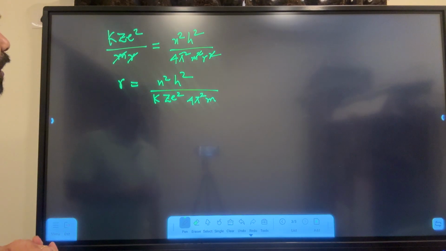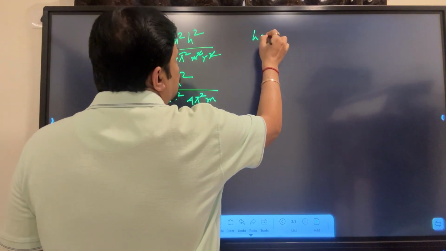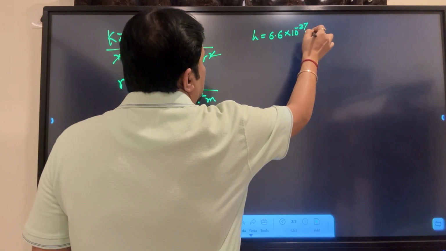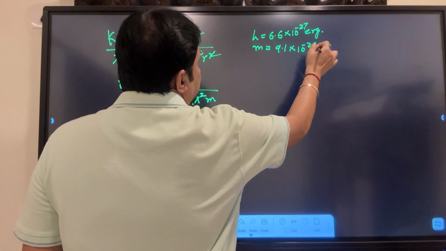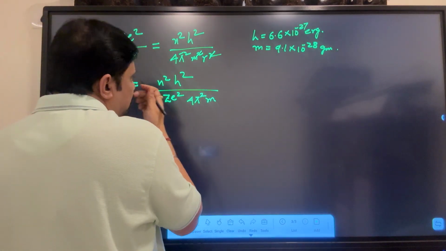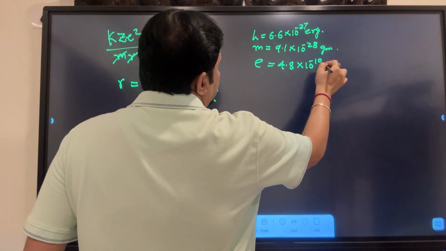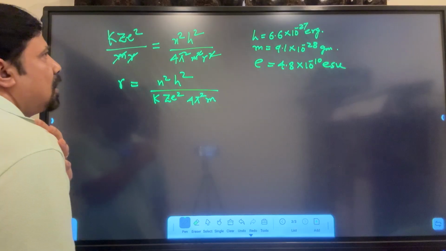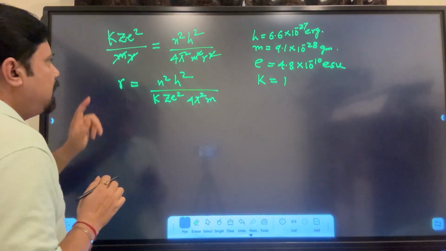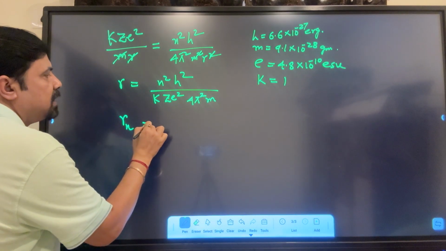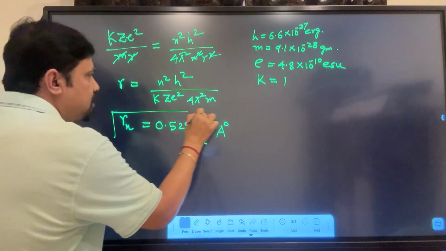Now if you put all the values in CGS units, h equals 6.6 into 10 power minus 27 erg-second, the mass of the electron equals 9.1 into 10 power minus 28 gram, and the charge of the electron or proton e is 4.8 into 10 power minus 10 ESU, electrostatic unit, in CGS units. And the value of k in CGS units, I told you, is 1. Putting these in, the radius rn equation comes to 0.529 into n square by Z angstrom. These equations we have to remember always.